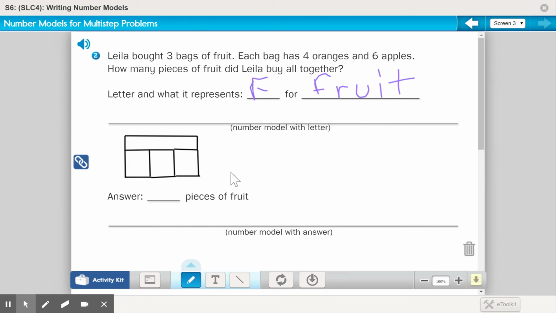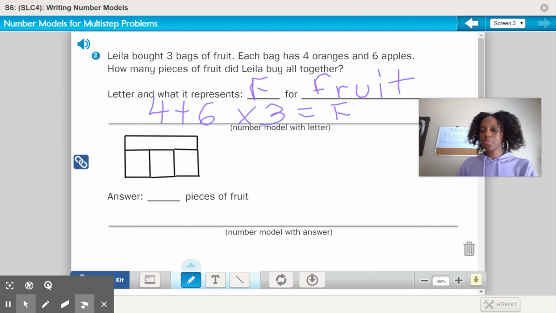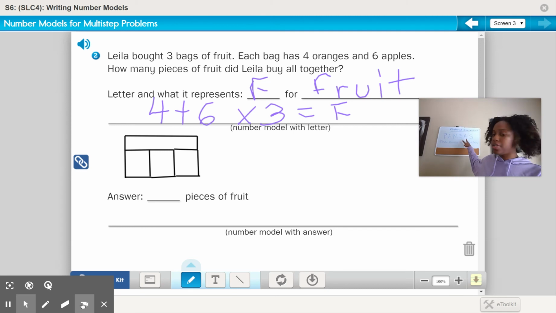Number model with letter. So each bag has 4 oranges and 6 apples. So we know we're going to be adding those two numbers together. But then we need to do it 3 times. So we need to multiply that answer by 3 in order to get the total number of fruit. Now, remember, we want to think about our order of operations. So if you look behind me, we have PEMDAS. We've talked about that already. Please excuse my dear Aunt Sally.